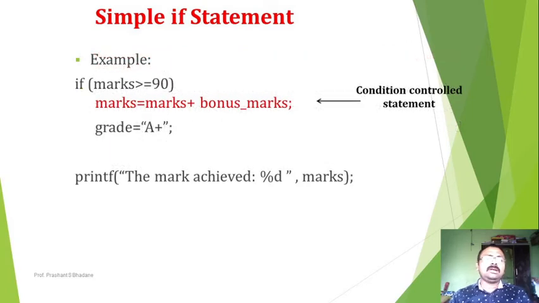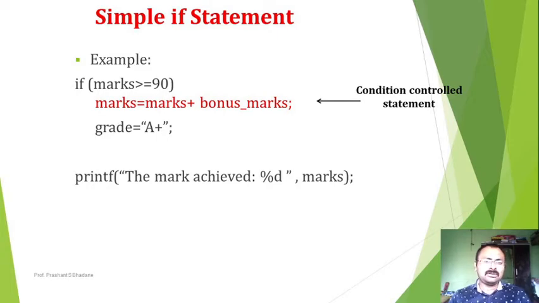Example if statement: if (marks >= 90) { marks = marks + bonus_marks; grade = 'A+'; printf("marks achieved %d", marks); }. If the condition is true, then these three statements are executed.